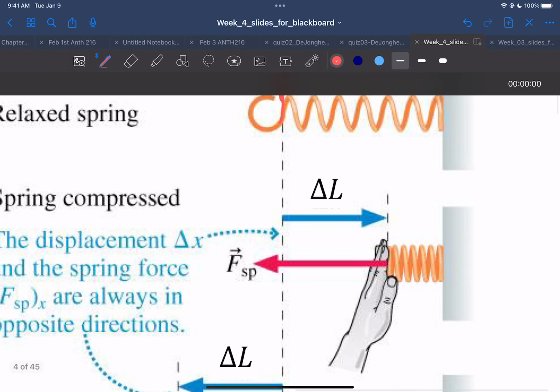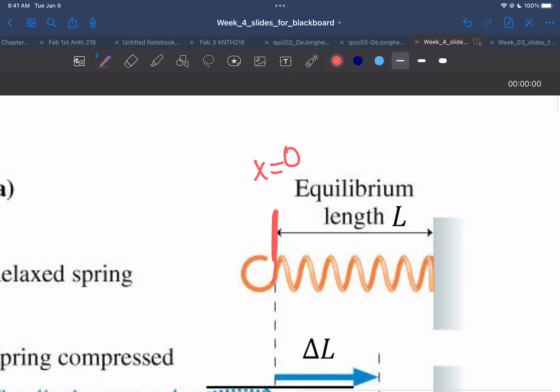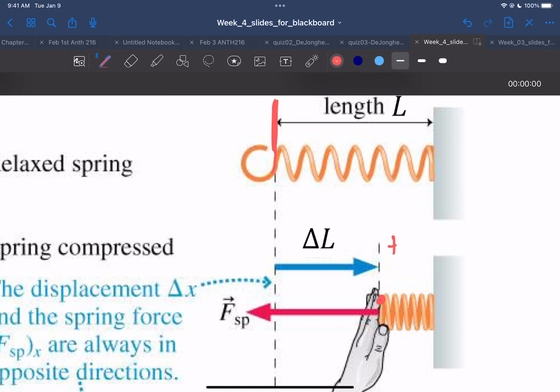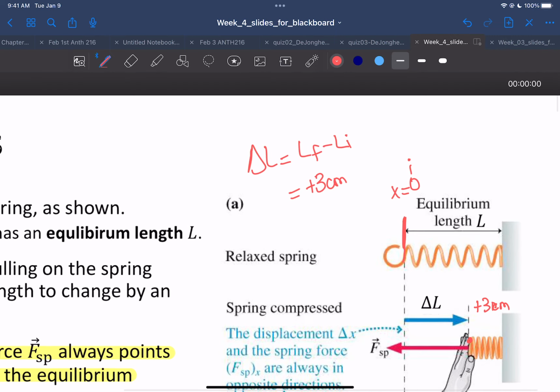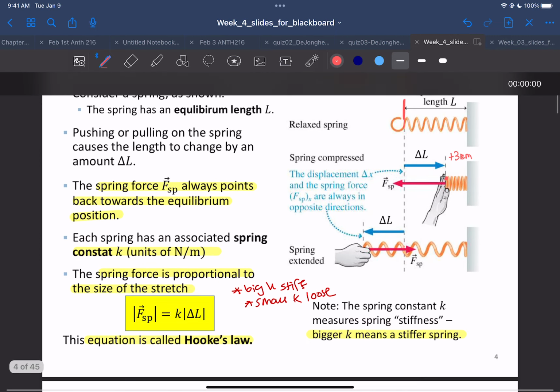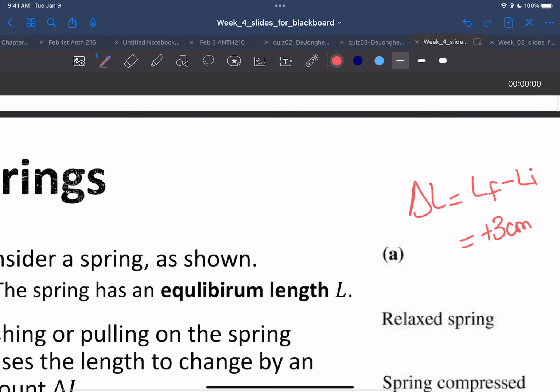And so if you're going to the right along the positive x-axis, then essentially you're going from this initial state to maybe this more compressed state to the right, maybe positive 3 centimeters to the right. And so in that case, if you do your delta L, L_F minus L_I, then you have a change in the length to the right of 3 centimeters. Now, still, like I said, the equation is wrong, and I'll explain why here. It's because the equation should be negative k x or negative k delta L.